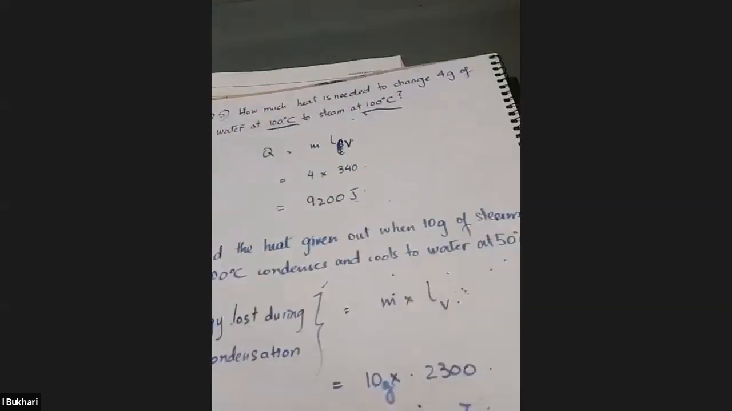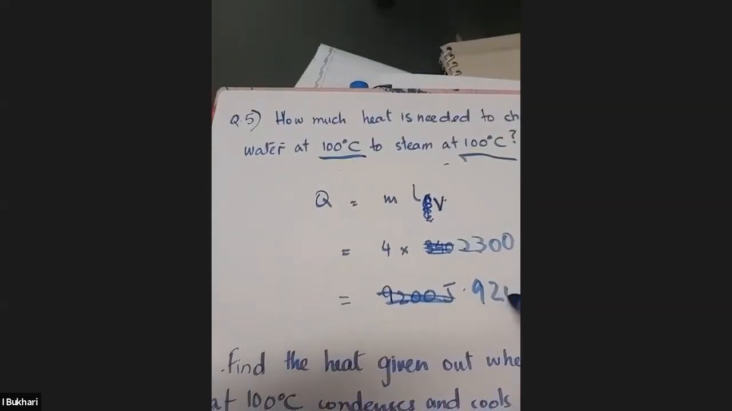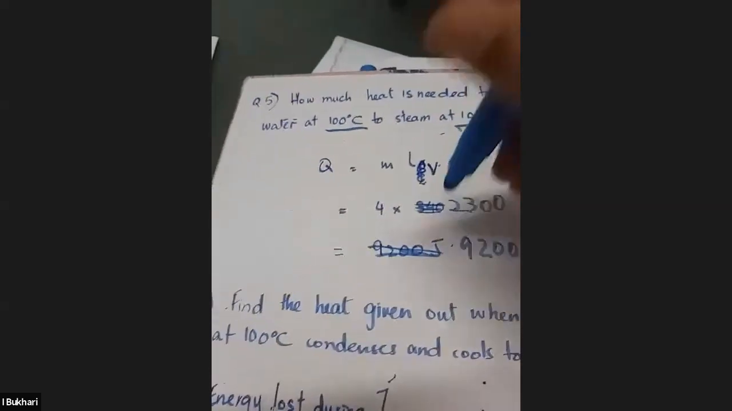What did I write wrong, Amna? It's 2300. Oh, okay, latent heat of vaporization. Oh, yes. What's the answer at the back? Check 5 part A. 2300 multiplied by 4 is 9200. Sorry. So yes, the answer is correct. I don't know how I got this, but maybe I multiplied with the same number and wrote it down wrong. Okay, so we are done with question number 5.